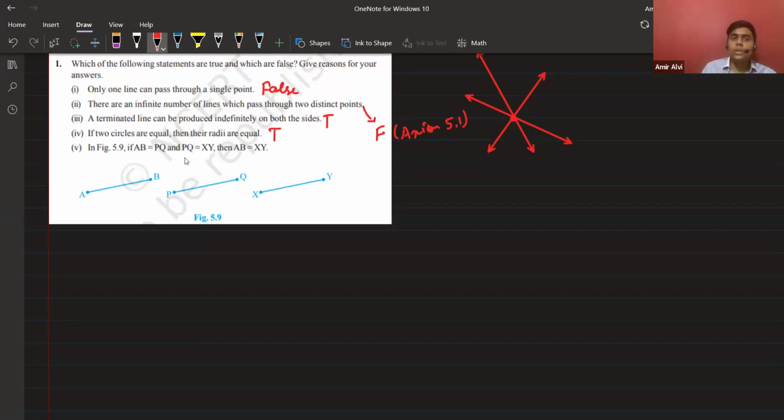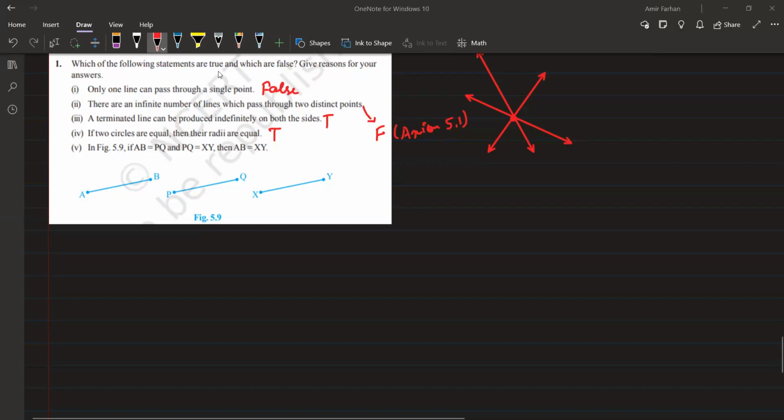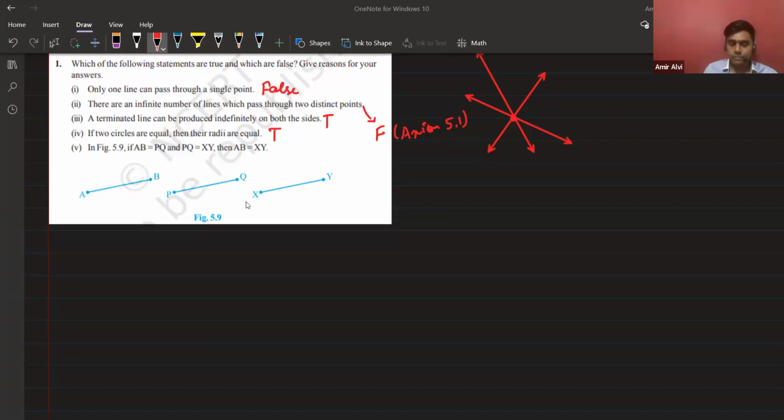If AB equals PQ and PQ equals XY, then AB equals XY. Now tell me, is this true or false? It's true. Which axiom? Axiom first: things which are equal to the same things are equal to one another. My hand is equal to this, like this kind of thing. Is this clear, Simran?